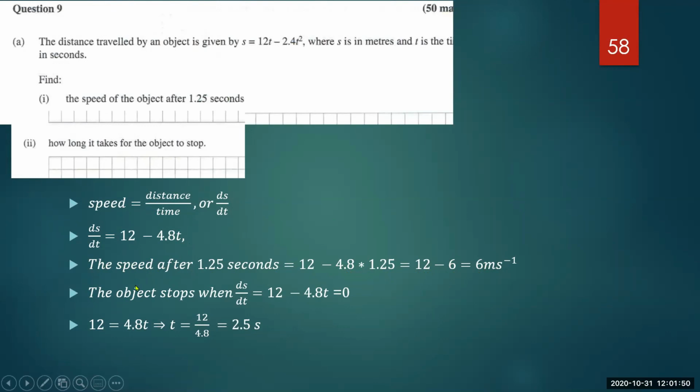The object stops when ds/dt is equal to 0. And so that occurs when 12 minus 4.8t is equal to 0. And so that means that t is equal to 12 over 4.8. So it comes to a stop after 2.5 seconds.